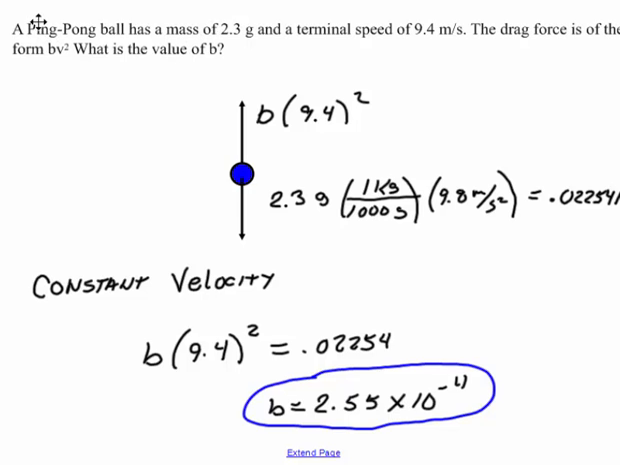The first problem here, you have a ping pong ball that has a mass of 2.3 grams and a terminal speed of 9.4 meters a second. The drag force is of the form BV squared. What is the value of B?